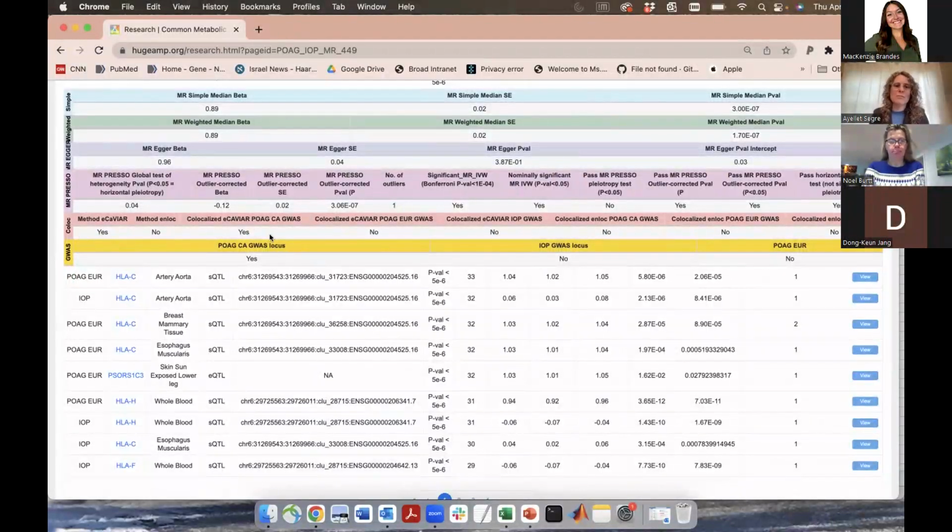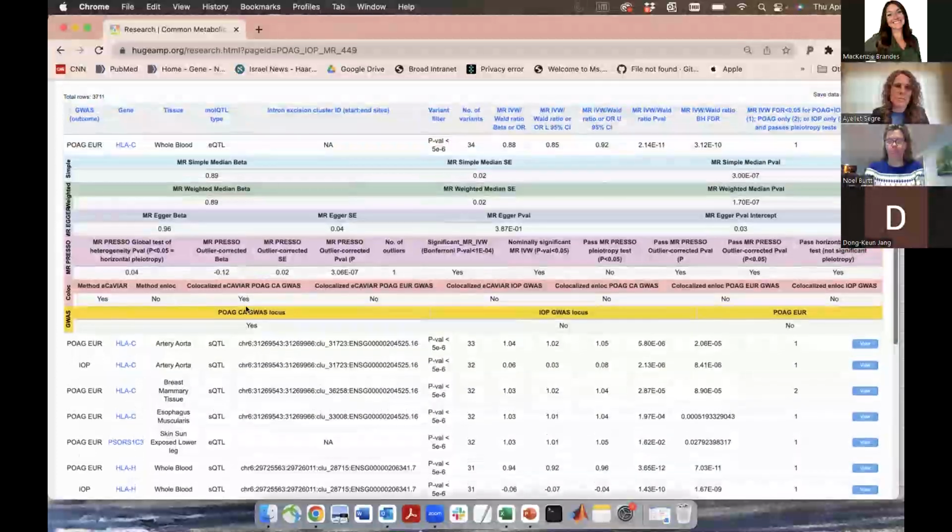We also note here if it falls in a POEG cross-ancestry locus or in a POEG European or IOP locus. And in this example, it falls only in the POEG cross-ancestry locus, and it colocalizes with a POEG cross-ancestry locus based on eCaviar, but not with the European or IOP GWAS loci.